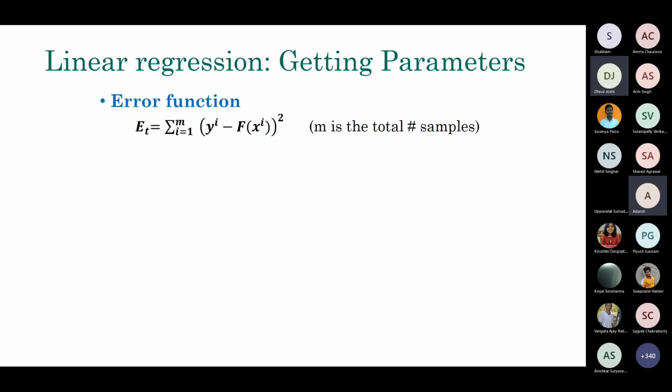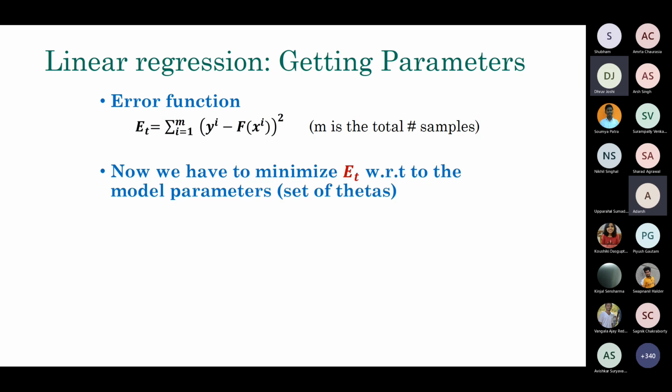Now, this is my error function, no doubt. Remember that my ultimate goal is to figure out the values of these parameters, theta 0, theta 1, theta 2, and whatever you have. So my objective would be, because this is an error function, to minimize it with respect to these model parameters. What would be my model parameters so that I will have the minimum amount of error on the training samples? That's what I want to do.